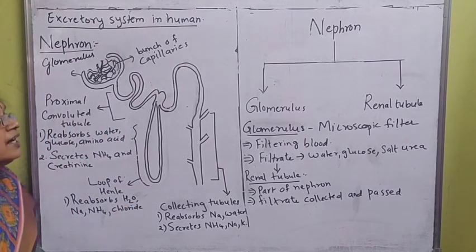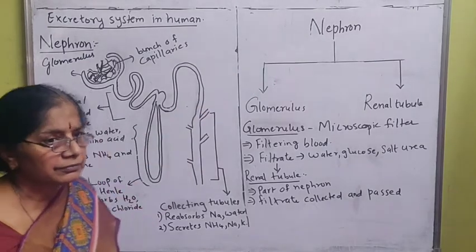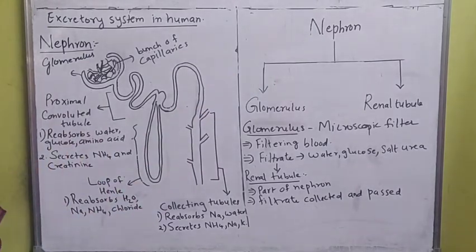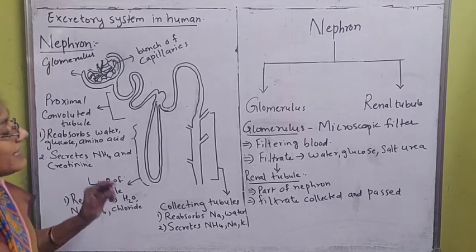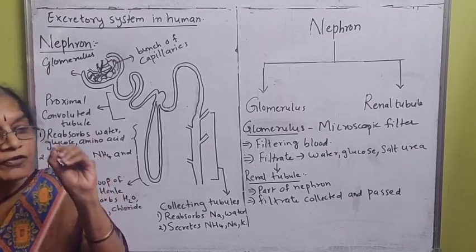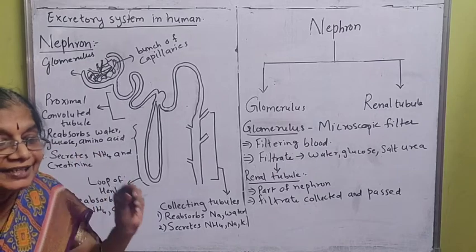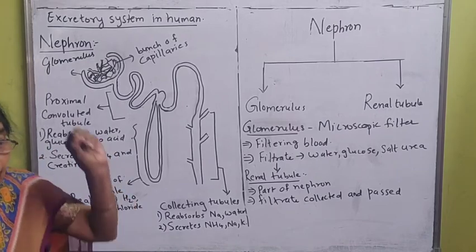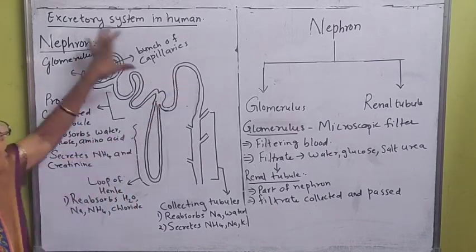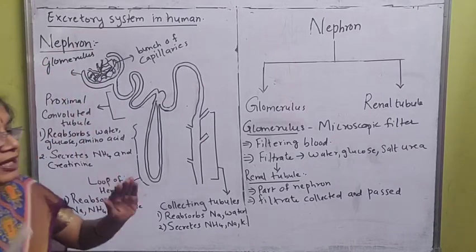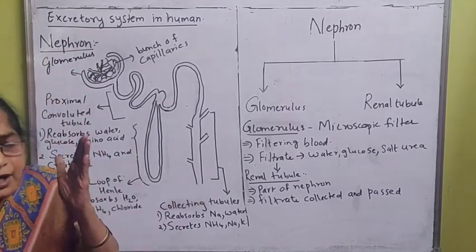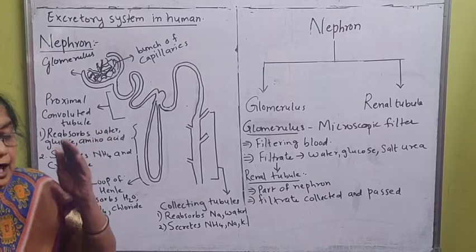So this is all regarding the nephron. Once again, I will tell you what a nephron is. The nephron is the functional unit of the kidney. Where is it present? It is present in the renal medulla. How is the nephron? Here I have shown, the nephron can be largely divided into two parts.